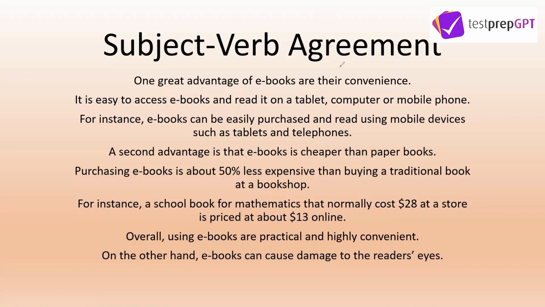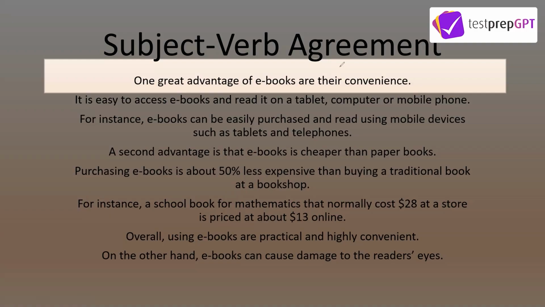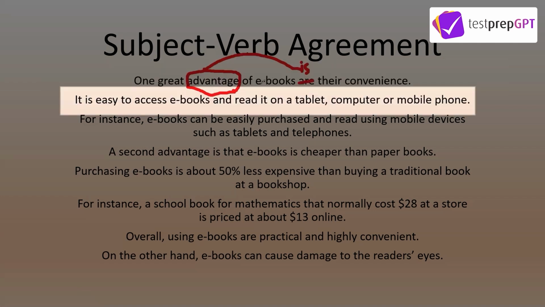Let's move on now to subject-verb agreement. These types of mistakes are very, very common. So keep a close eye and try to find the mistake in each sentence. Number 1, one great advantage of ebooks are their convenience. What's the mistake? So the word advantage here is singular. So we cannot use are here. We use is, okay? The subject here is advantage. Advantage is the subject, not ebooks, okay? So just be careful of that.